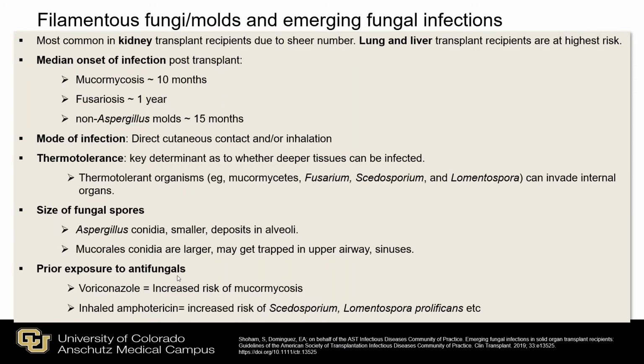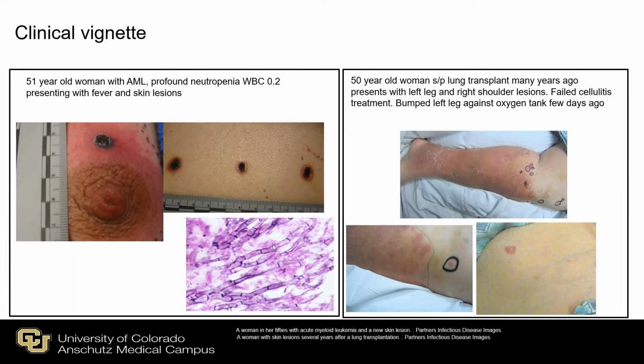Prior exposure to antifungals: many of our transplant patients are placed on antifungal prophylaxis for many months to years. If somebody is on voriconazole prophylaxis, remember that voriconazole has no activity against agents of mucormycosis, and so these people can have breakthrough infections with mucormycosis. If somebody is getting inhaled amphotericin, we see this quite often with our lung transplant patients, they are at increased risk for pathogens which are inherently resistant to amphotericin, such as Scedosporium and Lomentospora.